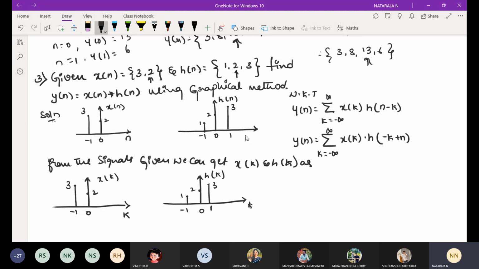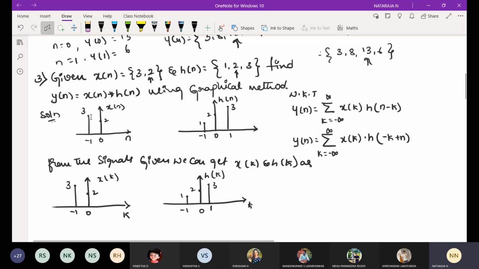Any doubts with respect to this? What I did, I just wrote the standard equation of convolution: y of n is equal to summation k is equal to minus infinity to infinity x of k h of n minus k. For convenience, I am going to change h of n minus k, replacing it with h of minus k plus n.